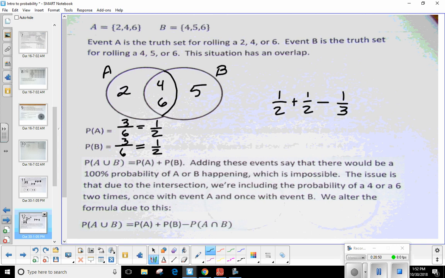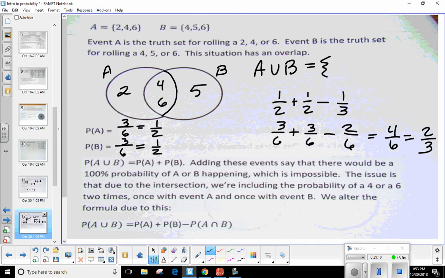And let me go ahead and revert back to what we had. I'm going to go back to the 6s. So this would be 3/6 plus 3/6 minus 2/6. Okay. So how many 6s would that give me? 4 6s, which would be 2/3. Okay. Now think about it. If we were to take the union of the two sets, A union B, it would just be 2, 4, 5, 6, right? So we've only got 4 outcomes that we want out of the 6, which would still reduce to the 2/3.